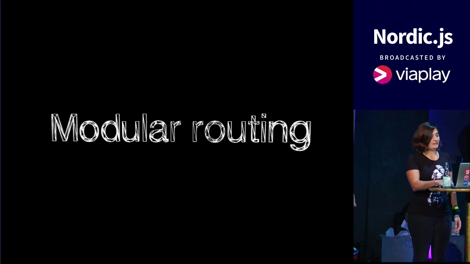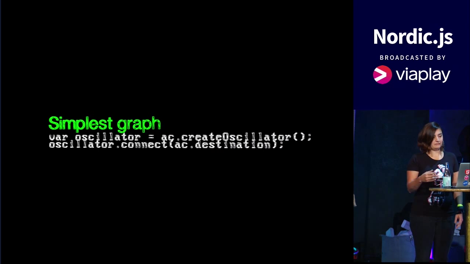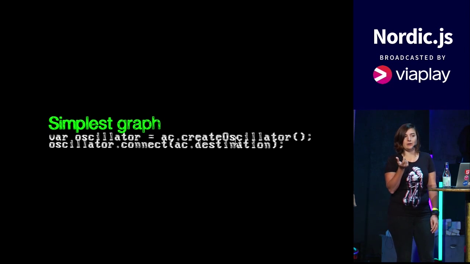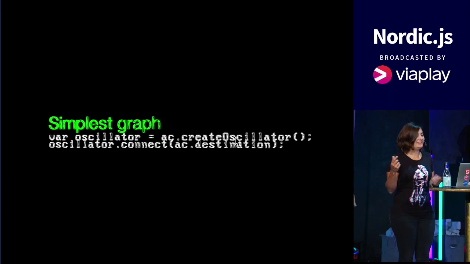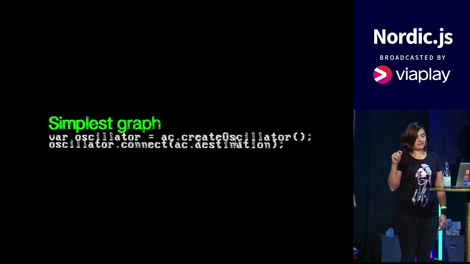So, for example, I can start showing you a simple graph, in which we create an oscillator. An oscillator is the smallest unit that can help us make some noise. And physically speaking, it's a thing that is physically oscillating between values.